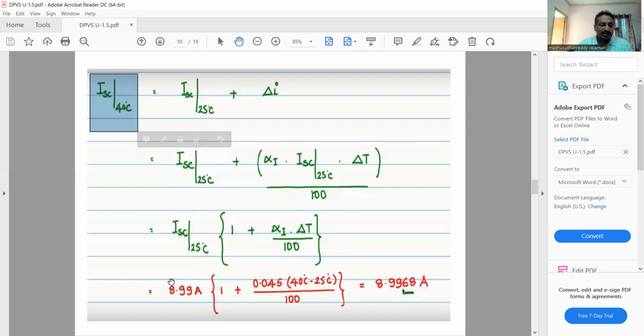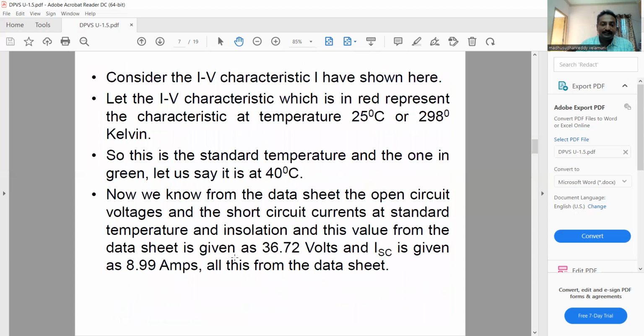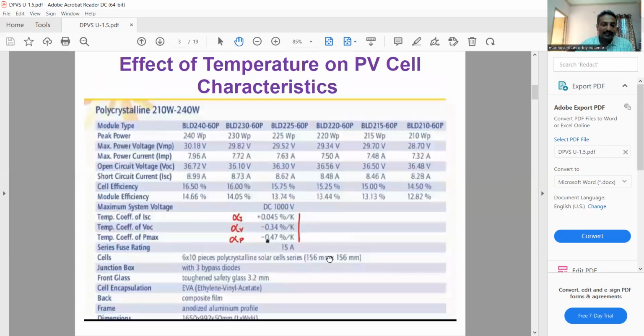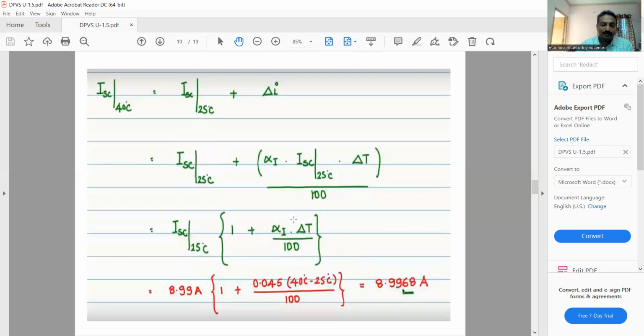What is I_SC at 25? 8.99 into 1 plus alpha I, already given in the nameplate, 0.045, and into delta T. What is the delta T? Change in temperature: 40 minus 25, divided by 100.